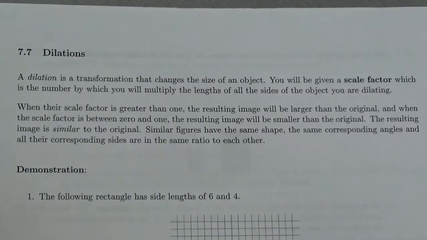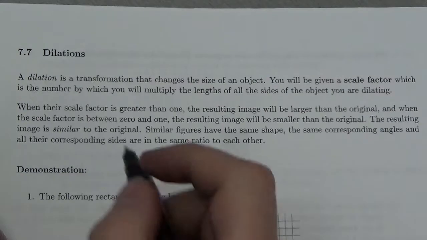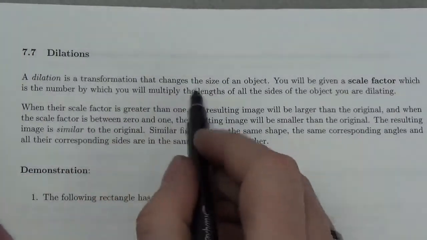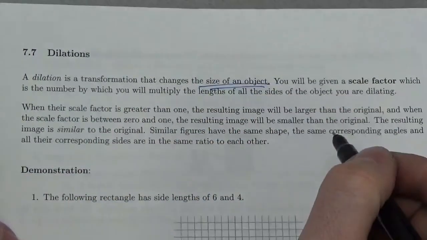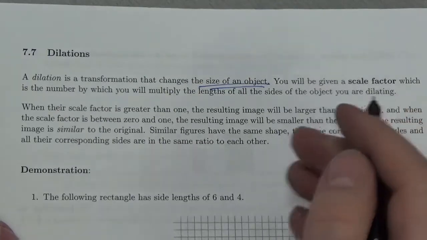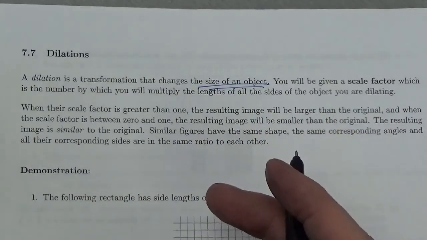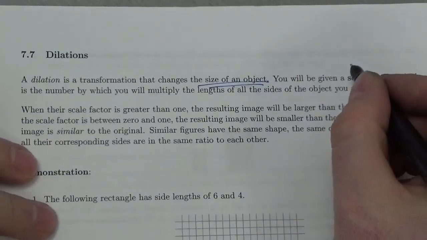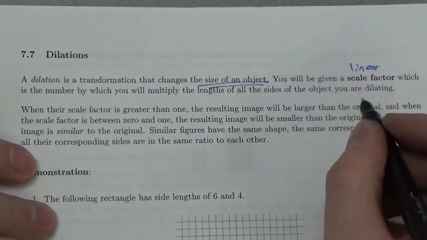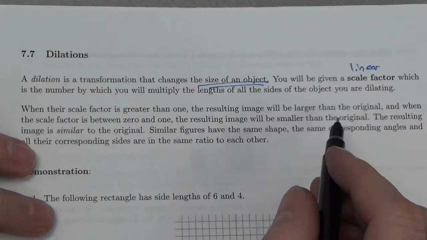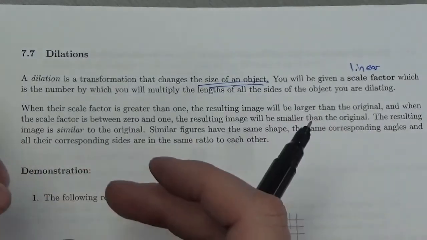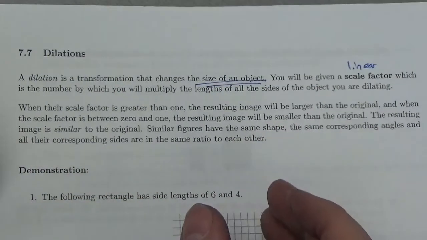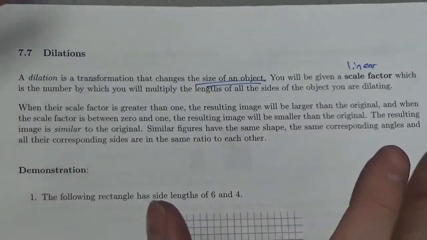Okay, everybody, the last transformation we're going to look at here is a dilation. A dilation is when we change the size of an object. We're going to be given a scale factor, and we're going to apply that to the shape to change its size. This is what we call a linear scale factor, so the lengths of the sides are what's going to change, not the shape. The shape is going to stay the same.